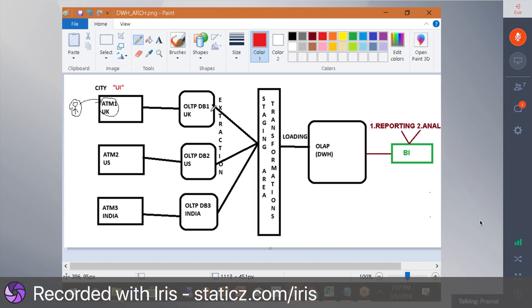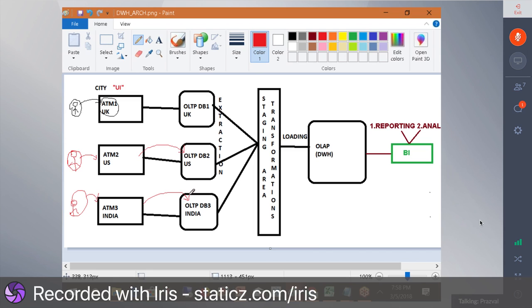OLTP. Similarly, if any customer is doing any transaction from the UK counterpart, all the UK transactions will get stored into the UK OLTPs. It will be one or many OLTPs. Similarly, if any customer performs any transaction in the US, all the transactions from the US will get stored into the OLTPs in the US counterpart. Similarly, all transactions from India will get stored into the Indian OLTP.